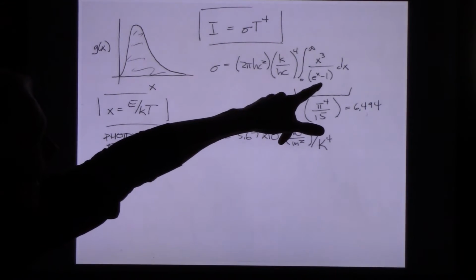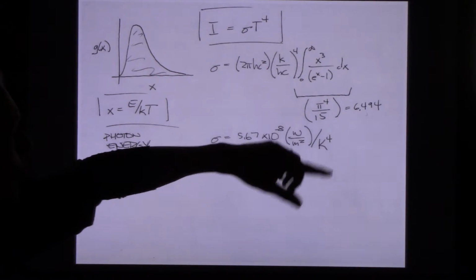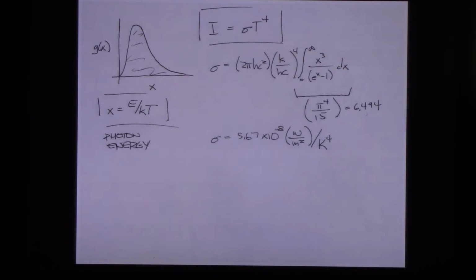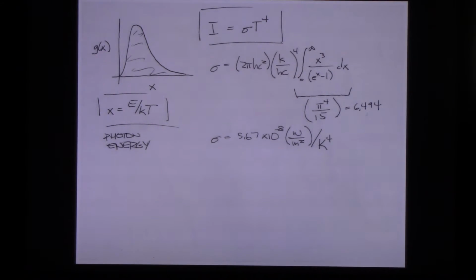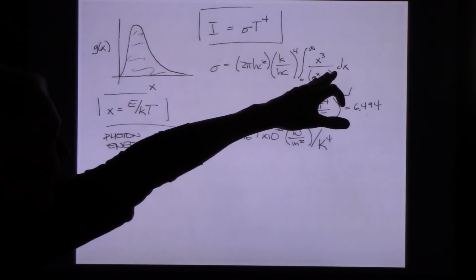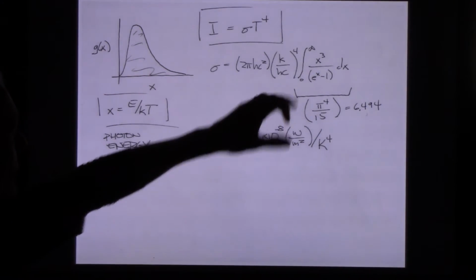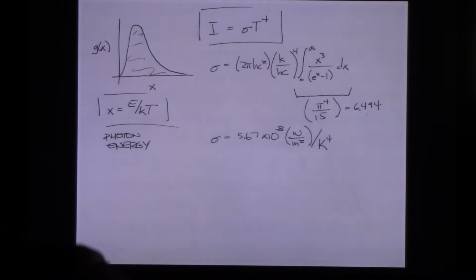It turns out that this actually is pi to the fourth over 15. I don't know how you would do that. I would have to go back and find some tutorial to tell me how to do that. But numerically, that's 6.494. So when we plug that number into all of this other stuff, we end up with a Stefan-Boltzmann constant that's 5.67 times 10 to the minus 8th.